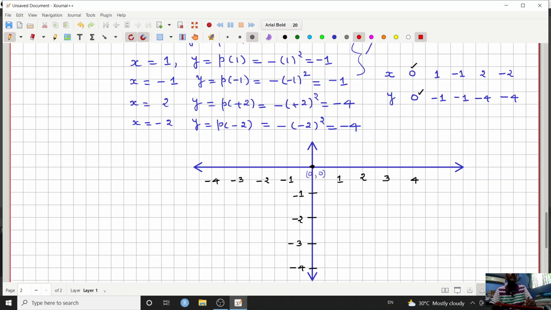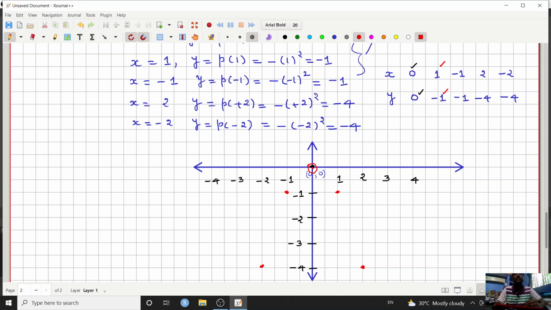If you want, let us mark it in, and let us mark that point in 0 comma 0. When x is equal to 1, y is minus 1, so this is the point under consideration. When x is equal to minus 1, y is again minus 1, so this is the other point under consideration. Likewise, when x is equal to 2, y is minus 4, this is the point under consideration. And likewise, when x is equal to minus 2, y is again minus 4.